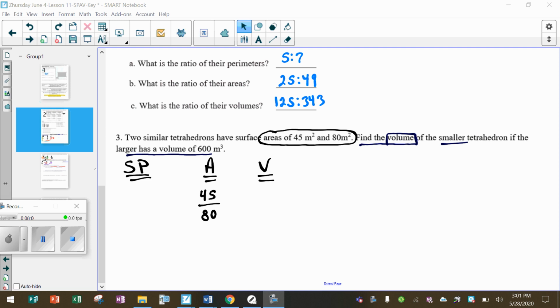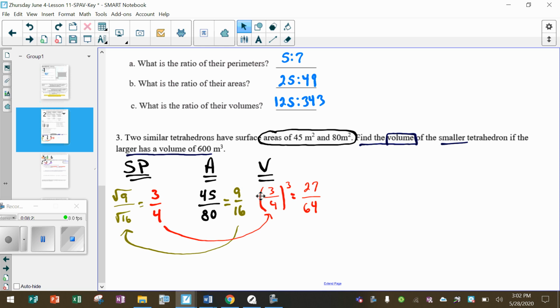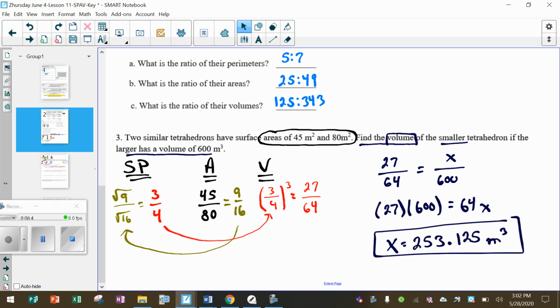The first thing you want to do, if you do not recognize these as perfect squares, is reduce the fraction first. They should reduce down to something that looks like perfect squares. Then we can take the square roots of those to get our one-dimensional comparison, and then that one-dimensional comparison we can cube to get the comparison of our volumes. Once we have the volume ratio, we can set up a proportion. Smaller volume over larger volume equals smaller volume over larger volume. Just have to read carefully to make sure we know where the 600 goes. And then you cross multiply and get your answer. All right, so if you think you're good, practice some more on your own.